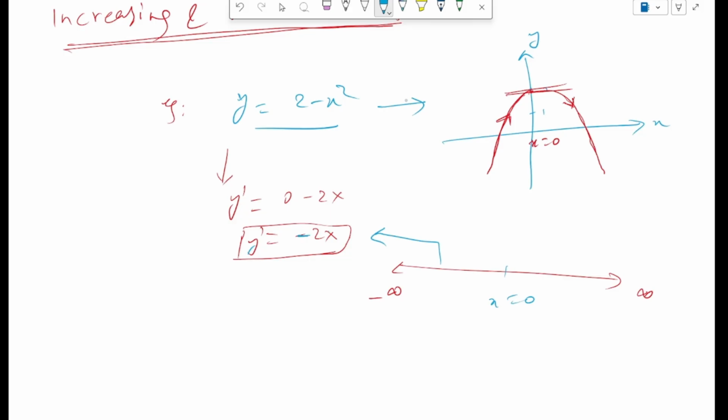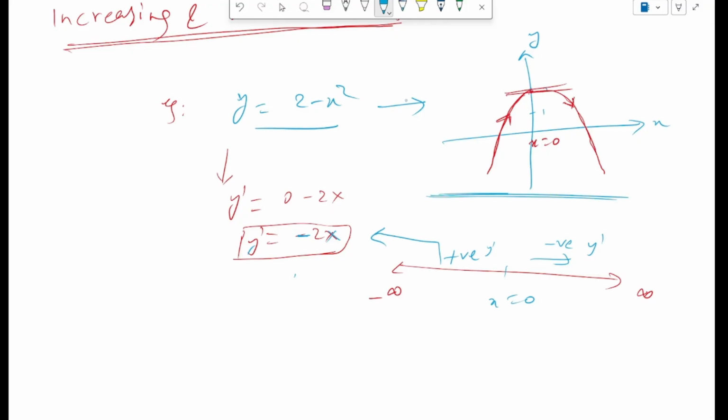So if we put anything in the place of x which is less than 0, then it will become positive. So everything in this region which is less than x equal to 0 will produce a positive y dash, and everything which is greater than x equal to 0 in this region will produce a negative y dash.